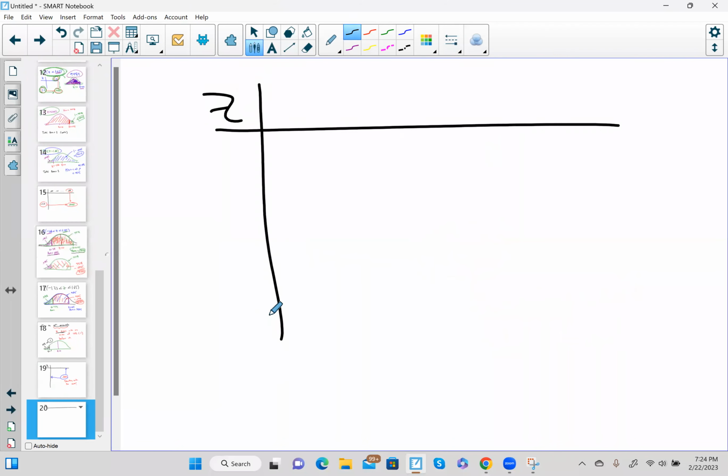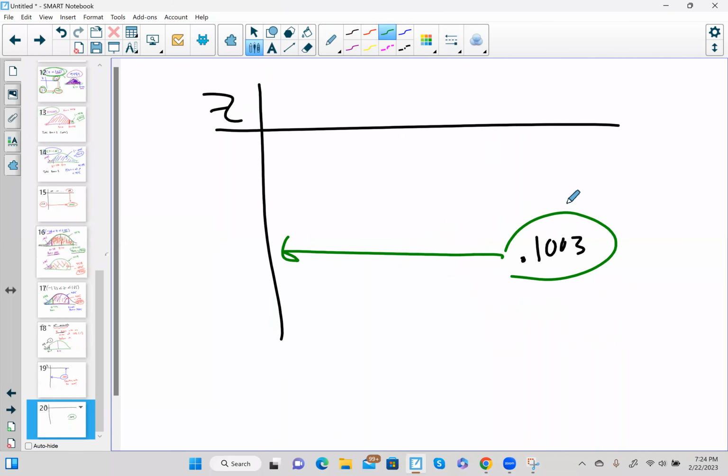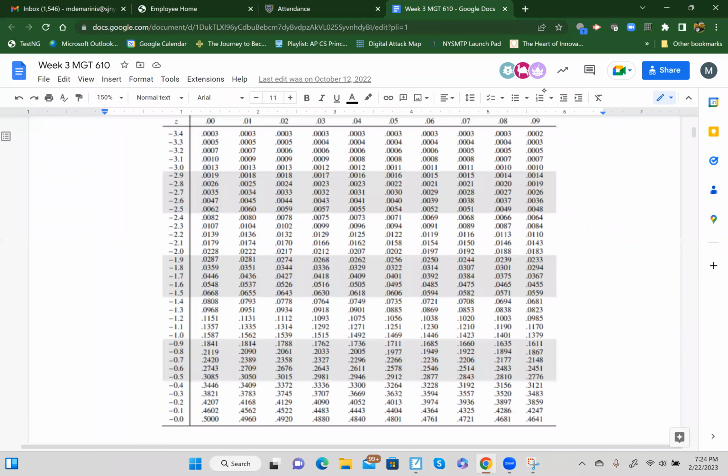So here's my z-chart. It looks like this. Somewhere over here is a 0.1003. And if I look to the left, or look up to the top, I will see a z-score. It looks like negative 1.2 and then 0.08. But let's make sure we agree. Negative 1.2 and 0.08. Yeah, I think I see that.